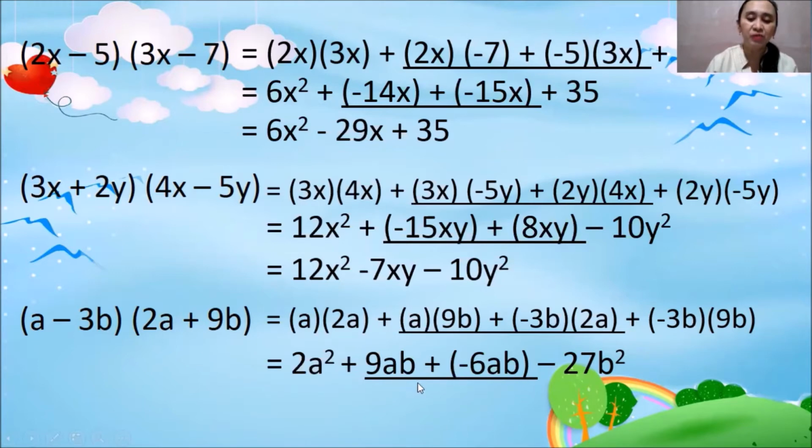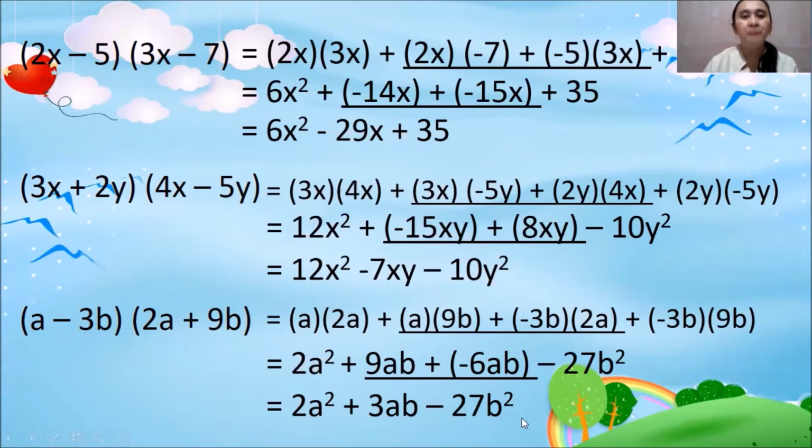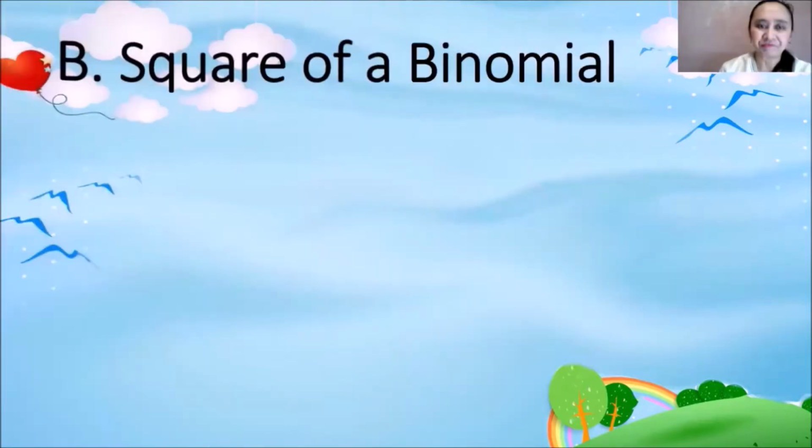Again, underline the similar terms that we will combine. The signs are not the same, so subtract 9 and 6. And we have the final product of A minus 3B and 2A plus 9B is equal to, bring down 2A squared, 9 minus 6 is equal to 3AB, and bring down minus 27B squared. So I hope it is clear how we multiply binomials.